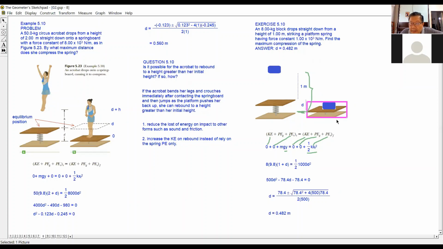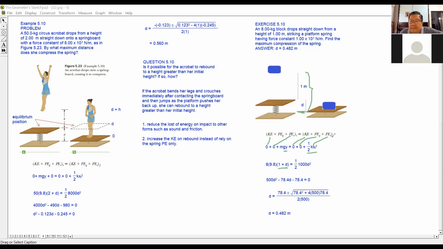Then the spring potential energy is half kx squared. K is the spring constant, which is given, and x is the compression. So the compression is d here. So you replace m with 8 kilograms, g is 9.8. The height here is 1 plus d, so y is 1 plus d.